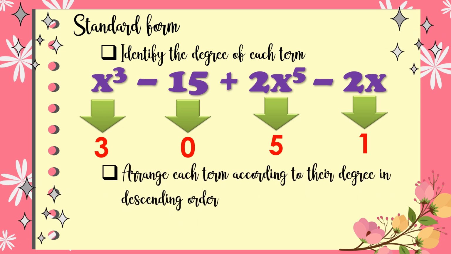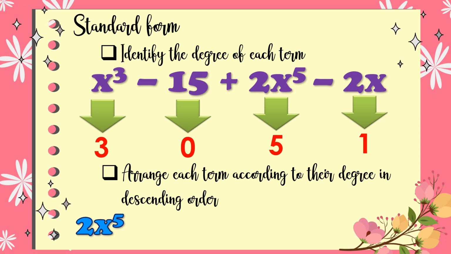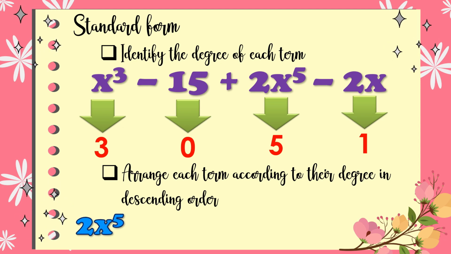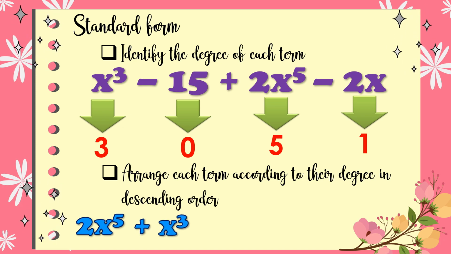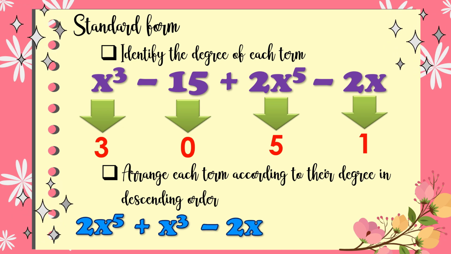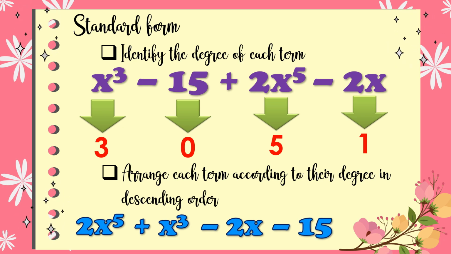Ngayon, i-arrange natin yung bawat term according sa degree nila in descending order. So, mataas, pababa. So, ang may pinakamataas dyan na degree is yung 2x raised to 5. Siya yung unang susulatin. Tatandaan na kapag nag-arrange, kasama yung sign nila. Ang susunod ay x cubed. And then, yung susunod natin in descending order is yung negative 2x. And last natin yung 0 degree which is negative 15.